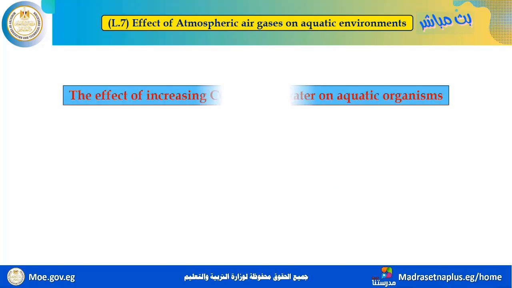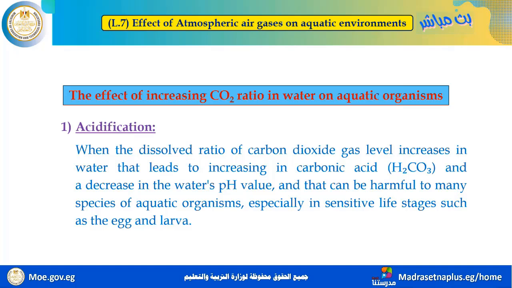And now, my dear student, let's go for the carbon dioxide, and we need to study the effect of increasing carbon dioxide ratio in water on aquatic organisms. As we talked about in the case of the oxygen, here we're going to talk about the effect of carbon dioxide gas ratio in water on aquatic organisms. Let's go. First, acidification.